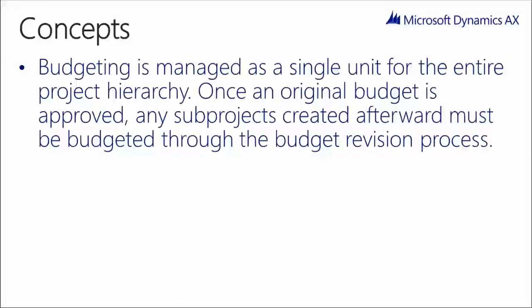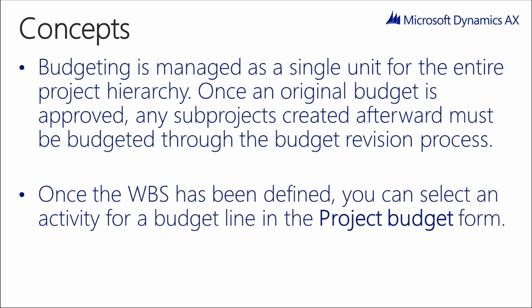Budgeting is managed as a single unit for the entire project hierarchy. Once an original budget is approved, any sub-projects created afterwards must be budgeted through the budget revision process. Once the work breakdown structure for a project has been defined, you can select an activity for a budget line in the project budget form.